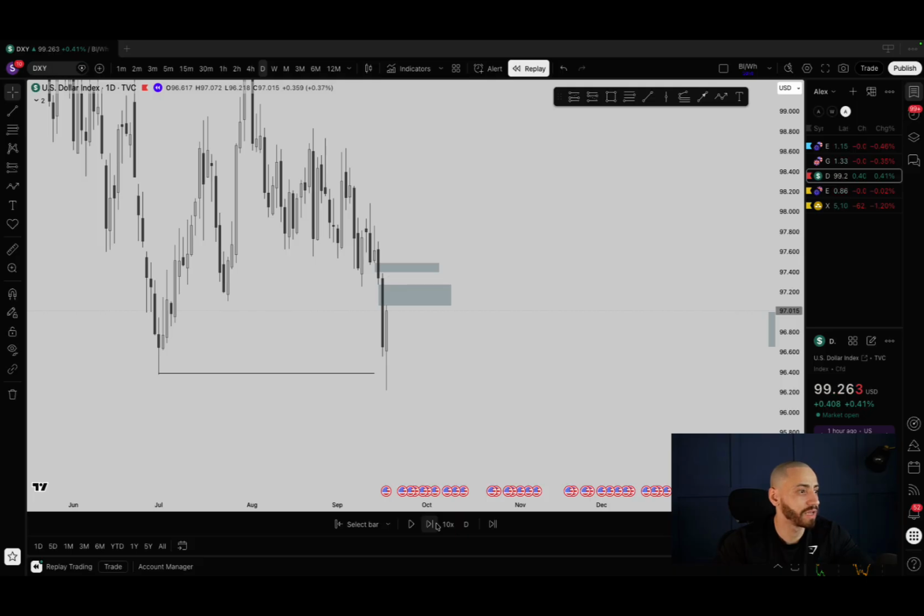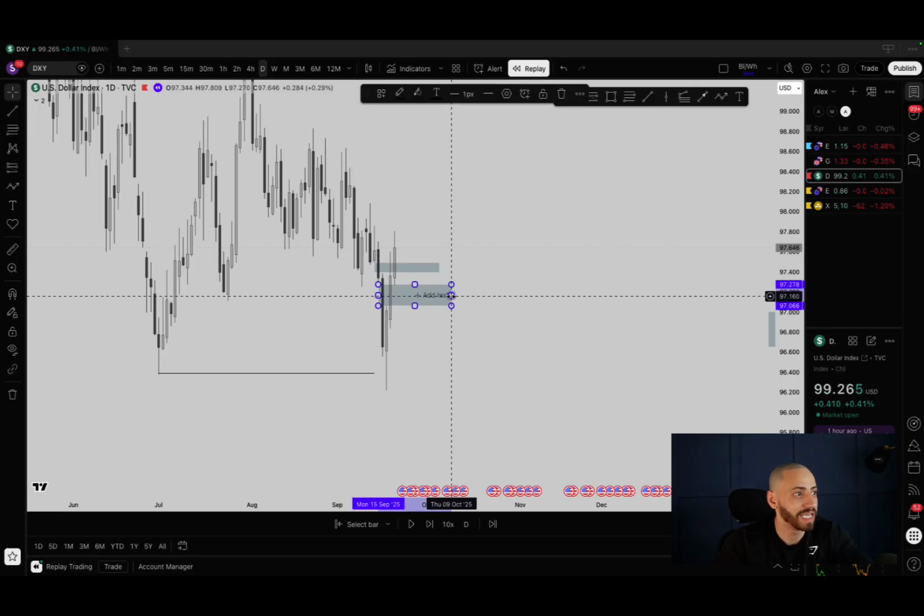So I'm going to play forward. You can see here we've disrespected one straight away. At the moment, this one is being respected. So let's just play it forward. Now it's been disrespected, okay? So both these bearish fair value gaps are now disrespected.